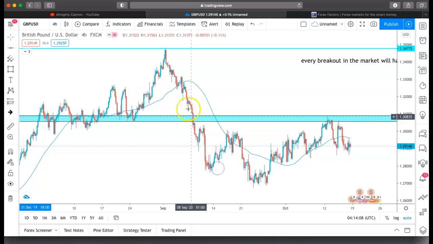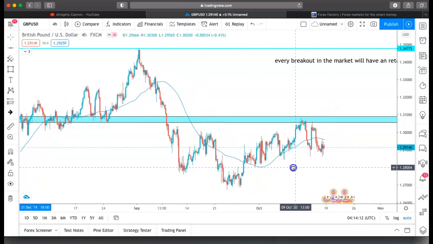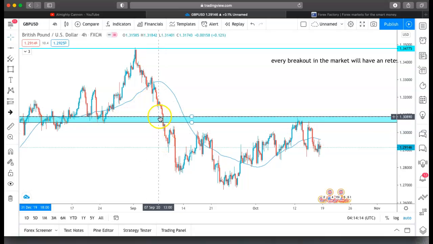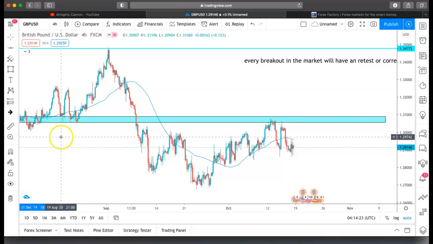So once we broke out of it, we retested it. So now we look for that sell again. Since we broke to the bottom, what this is going to mean is, at first, a support means the floor. So a support is going to be the floor.